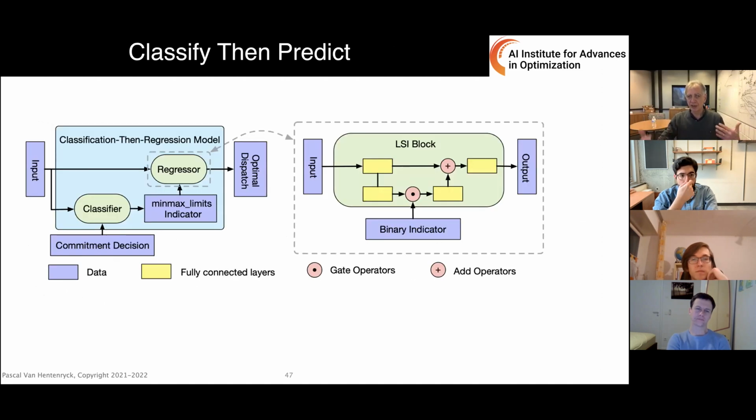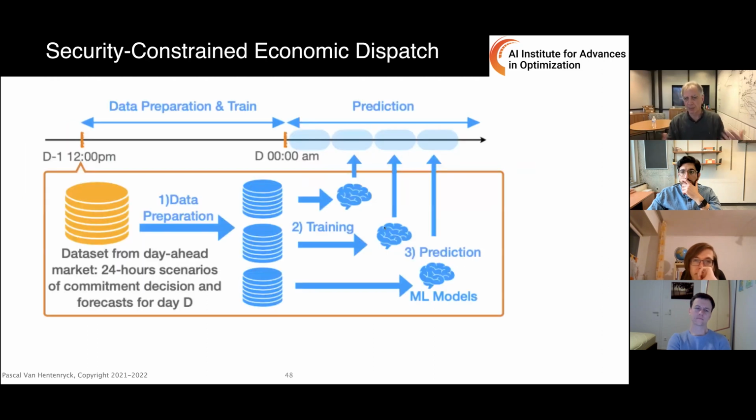And the way we are doing this machine learning problem is by using an approach which classifies and then predicts. So the first thing that we do is we try to guess which generators are at the upper bound or lower bound. And then the next thing we do is regression. And inside the regression, we have a residual network, actually a specific type of residual network called latent intervention networks, which also disconnect part of the network based on the commitments of the generators. But still, even though you are decoupling these two things and you're using this residual network, you still have a very complex problem to solve.